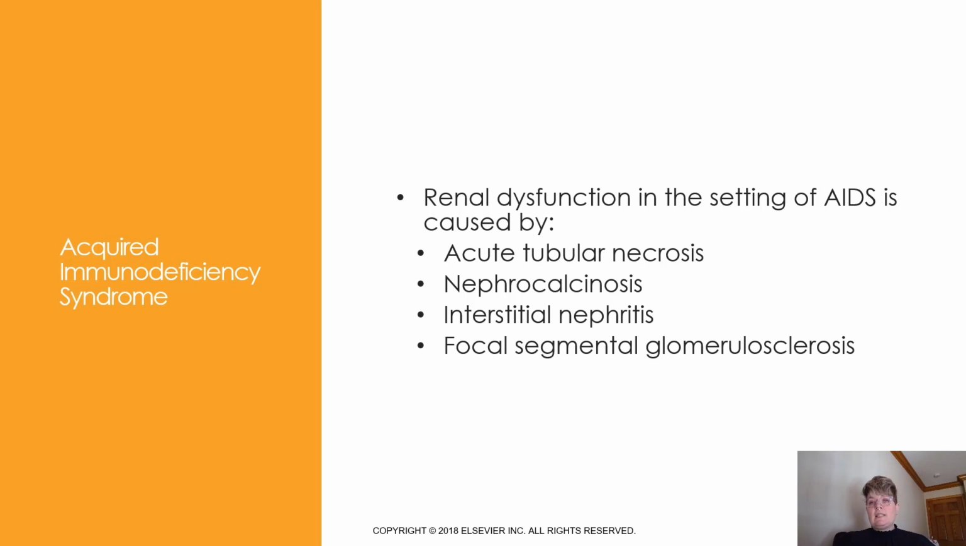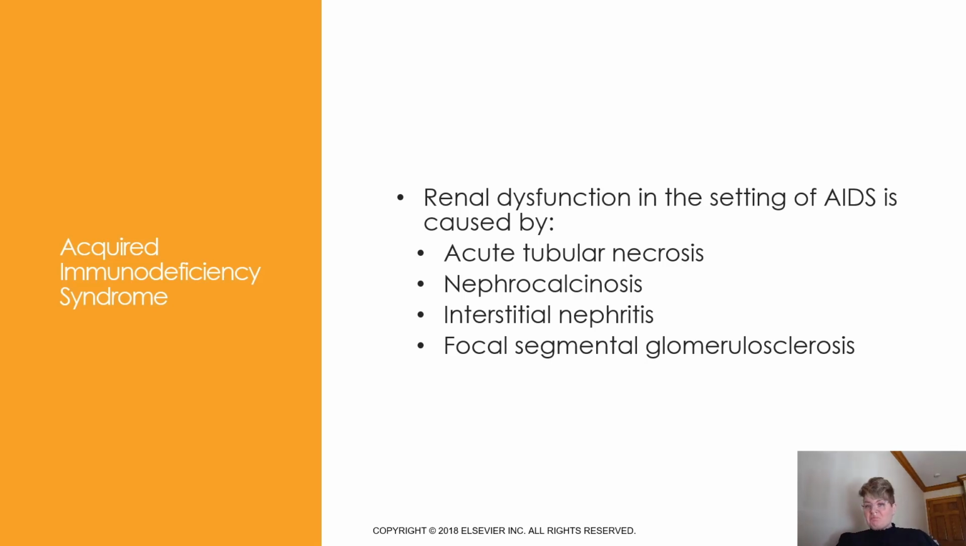Acquired immunodeficiency syndrome, or AIDS, causes a lot of systemic problems as well. The kidneys are not out of reach of AIDS. What ends up happening is that it allows other diseases to set in. So we can see acute tubular necrosis, nephrocalcinosis, interstitial nephritis, or focal segmental glomerulosclerosis. Again, lots of ones. Actually, I think we do talk about all of these except for that last one.